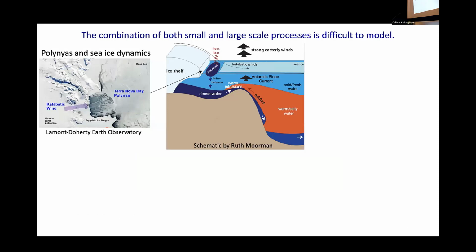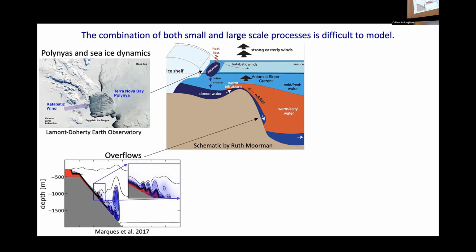Okay, so all these processes, I'll just give you a bit of a picture of what some of them actually look like and the scales involved. So here we have an example of a polynya. You can see this is in the Ross Sea, as the winds are coming here, blowing the sea ice away and opening up this polynya here. Overflows. So you can see the mixing that occurs.